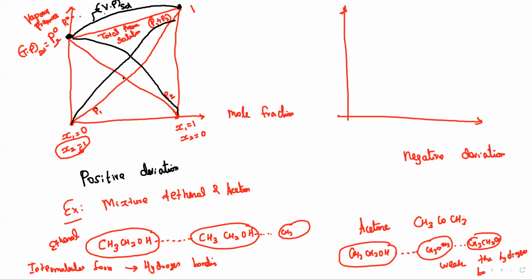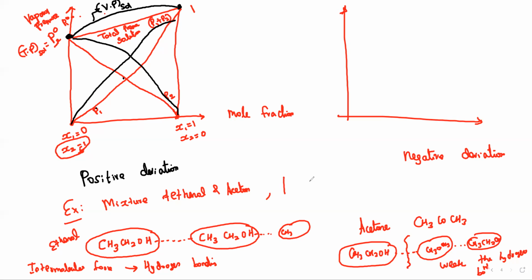Okay, so what will happen? Some of the bonds may be broken. Because of that, either ethanol or acetone escapes from the solution and it adds extra pressure. Is that clear? Is that clear? Yes, sir.